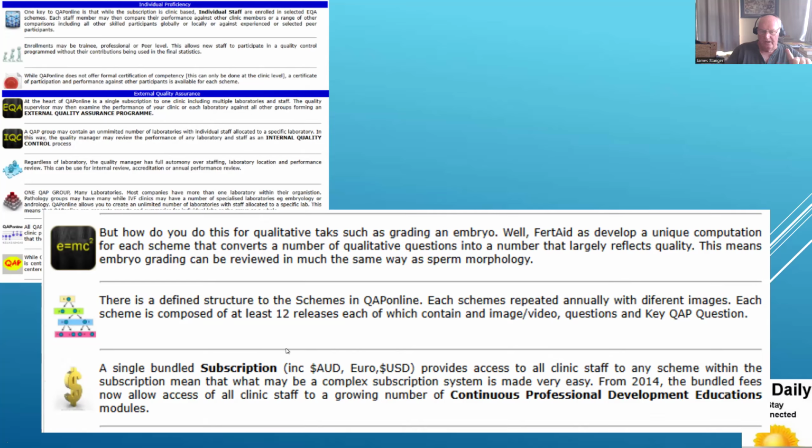A clinic pays one amount of money in Australian dollars. Actually, I've now done away with the euros and American dollars. You can just pay by credit card and get instant access. It provides access for all clinic staff to any scheme within the subscription, which may be a complex subscription, and that is made very easy, so I don't need to worry about this.